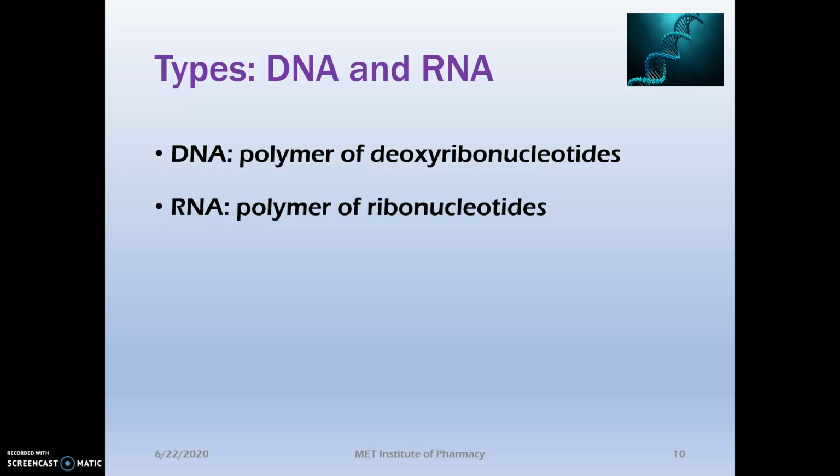The polymer made from many of these deoxyribonucleotides, the nucleotides made up of deoxyribose, if they are joined together, is going to form DNA, whereas ribonucleotides, where the sugar is ribose, when they join to give you a polymer, is known as RNA. RNA is further classified into 3 types: mRNA, that is messenger RNA, rRNA, that is ribosomal RNA, and tRNA, that is transfer RNA.